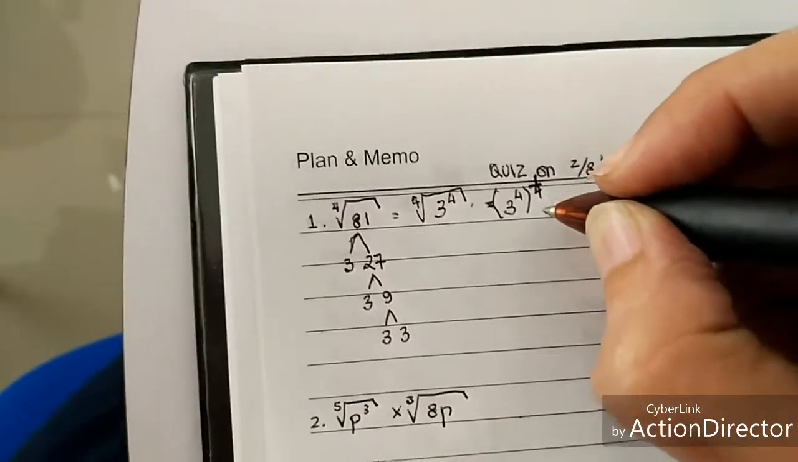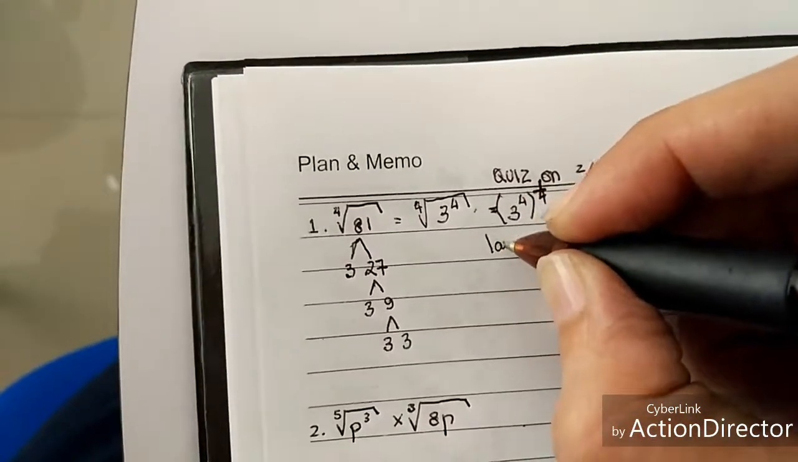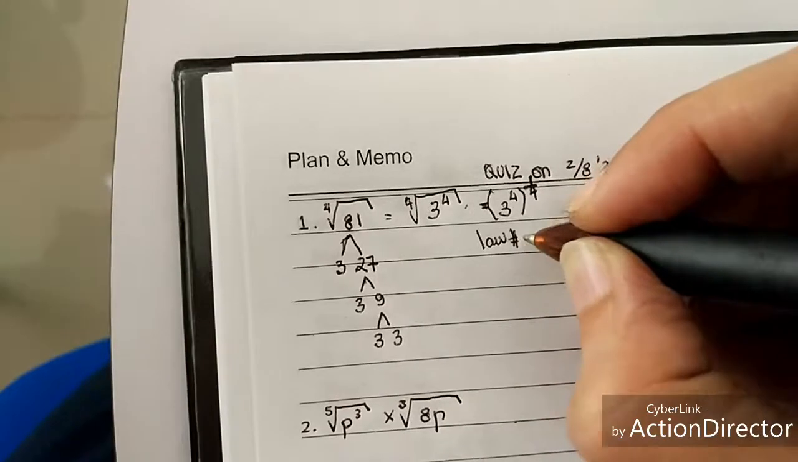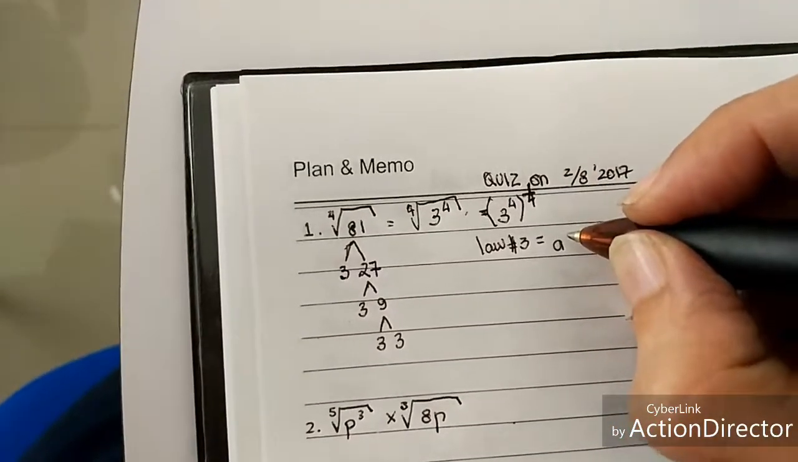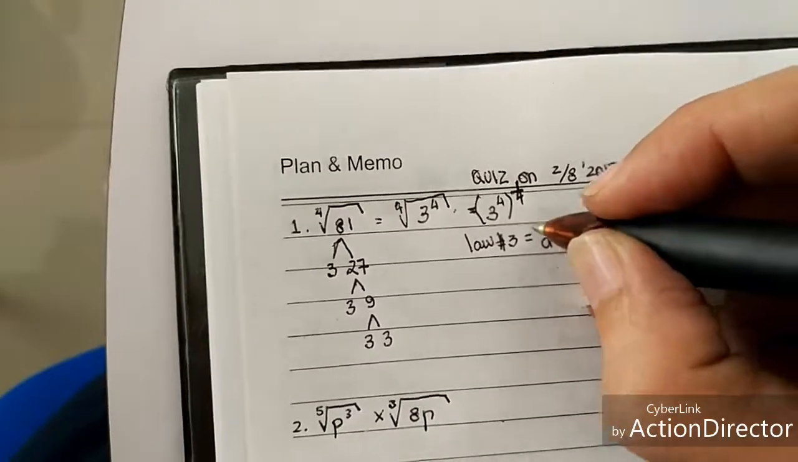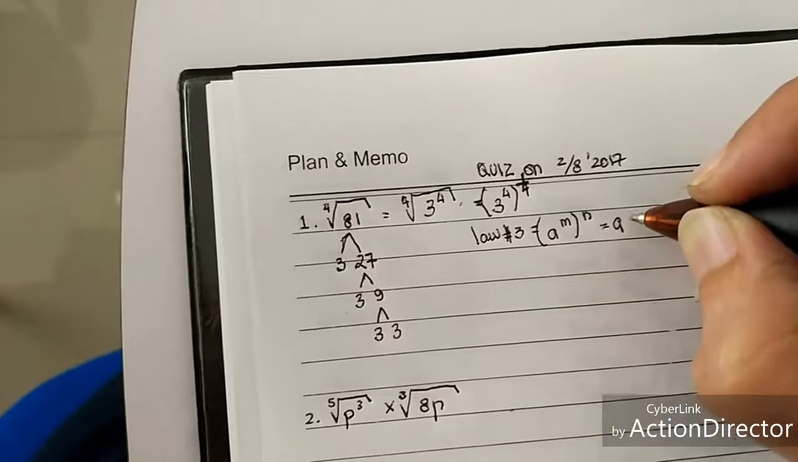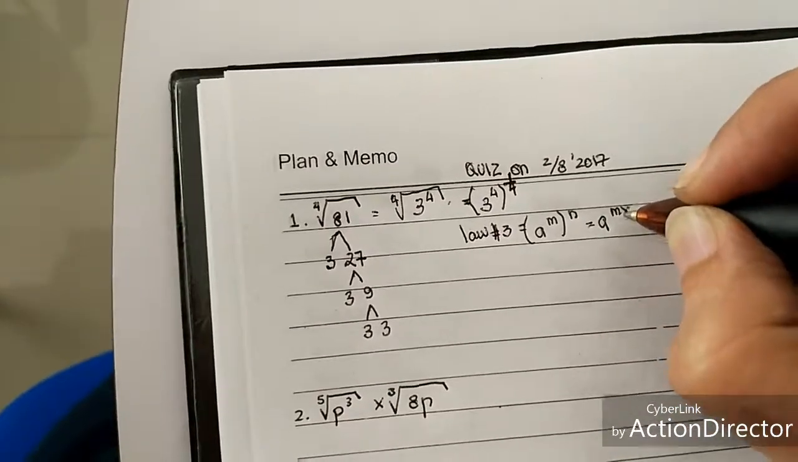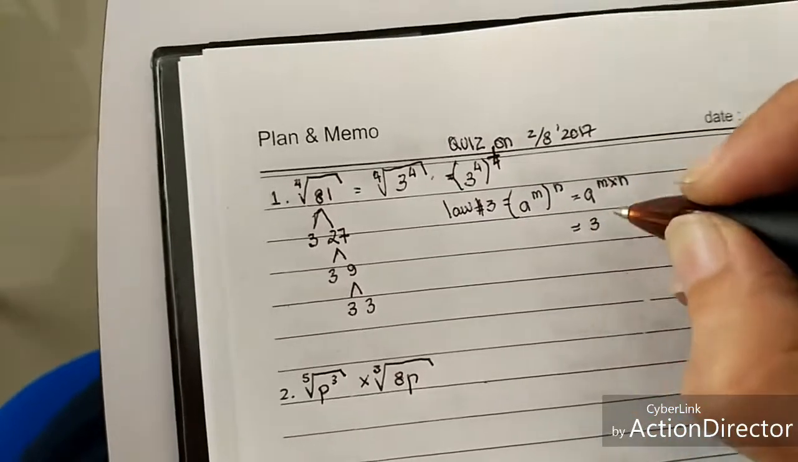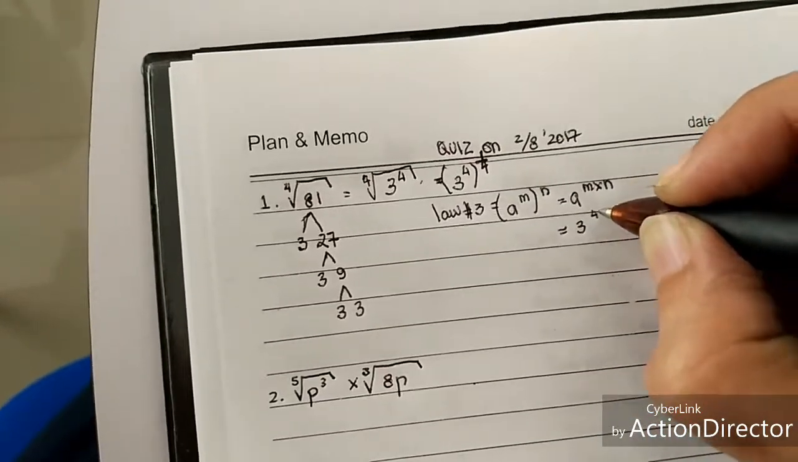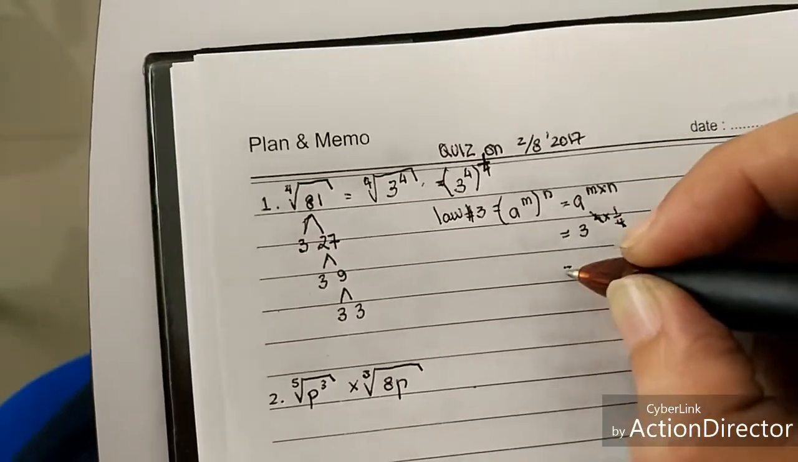Okay, now based on law number 3 on the indices, if a to the power of m in bracket is being powered by n, then the result will be a to the power of m times n. The same thing here: 3 to the power of 4 times 1 out of 4, which will be 3.